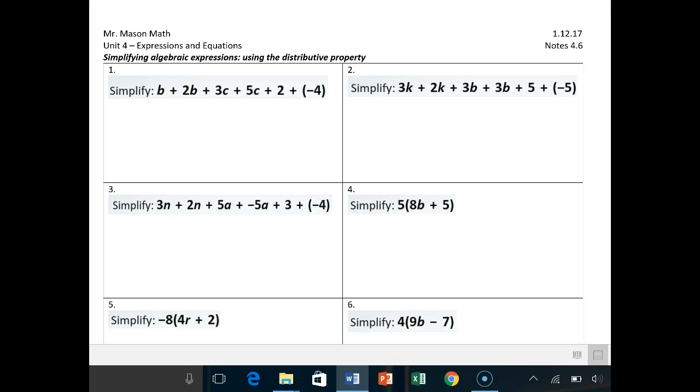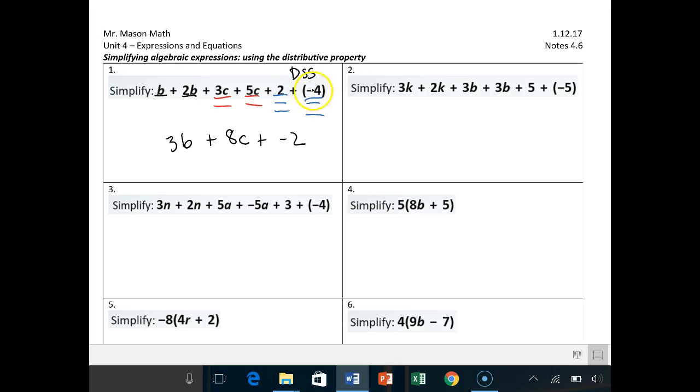So problem number 1. The Buzz Math level is simplifying algebraic expressions using the distributive property. So number 1, actually, we don't have to use the distributive property. We're just looking for like terms. So I see b and 2b, and then I see 3c and 5c, and then finally I see our constants, 2 and -4. Alright, so b plus 2b is 3b, 3c plus 5c is 8c, and 2 plus -4 is -2. Remember your integer rules.